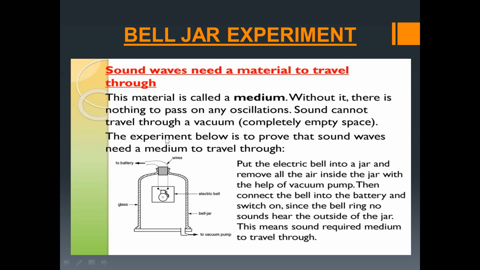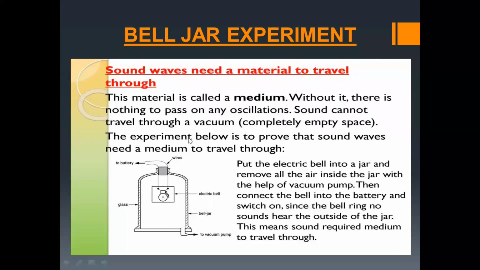So the experiment below is to prove that sound waves need a medium to travel through. Okay, so students, this is the apparatus for checking why sound cannot travel through a vacuum, and the name of this apparatus and experiment is the bell jar experiment. You can see an inverted glass jar, and it is shaped like a bell. That's why it is called a bell jar.